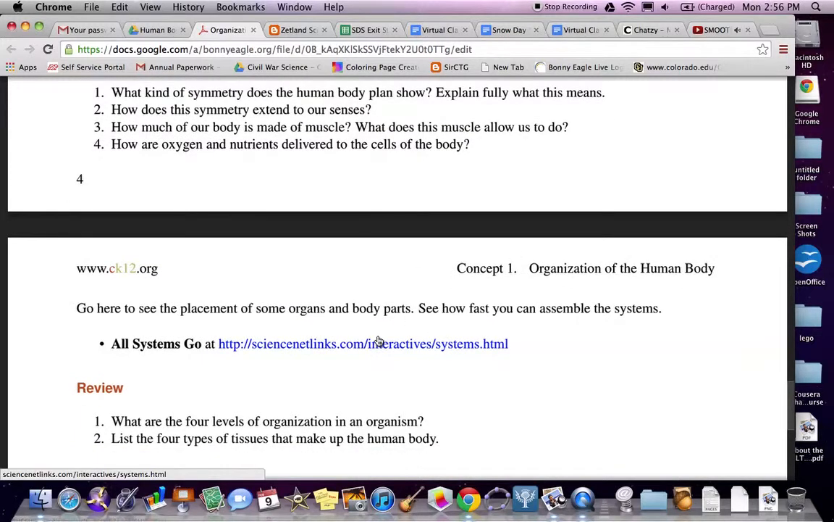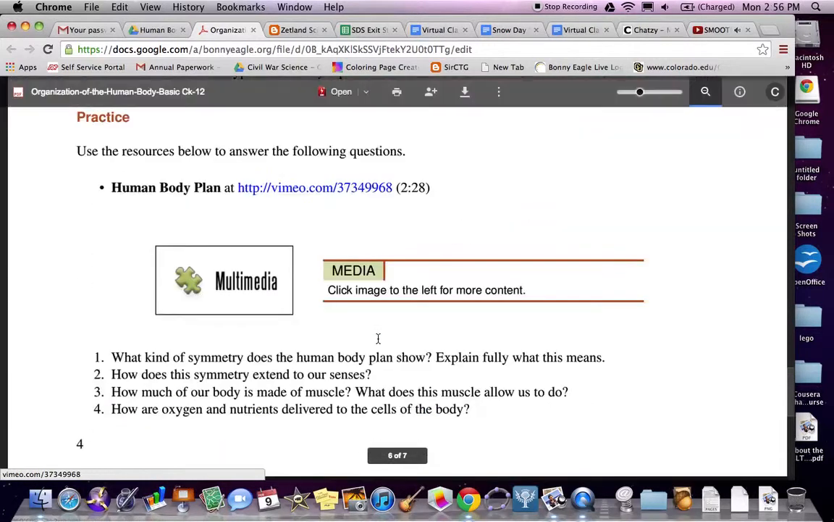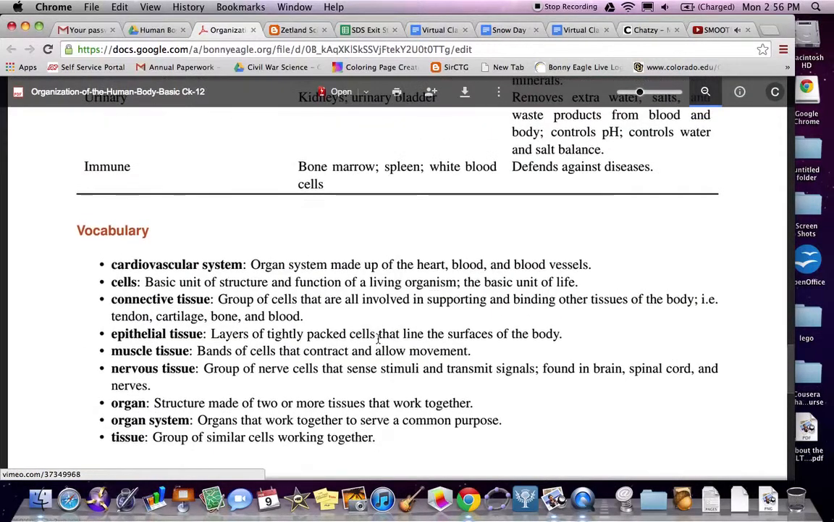There's also an interactive site here. Not sure if that works. Here we go. Scrolling back up.